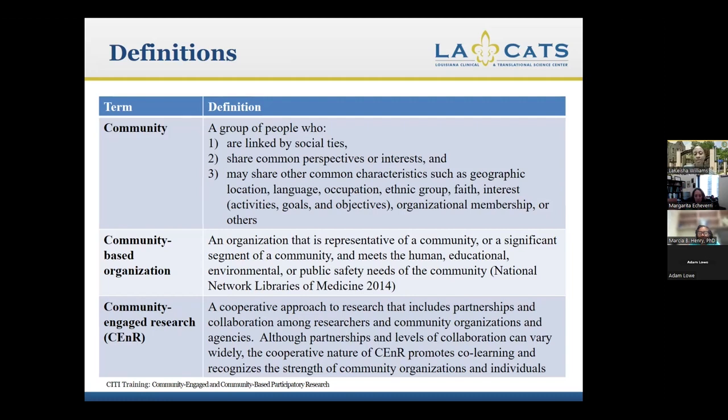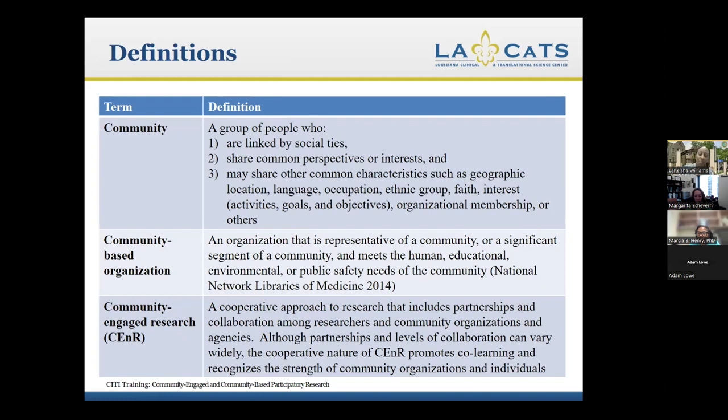What we're going to be talking a lot about today, and you're going to hear, is community engaged research, understanding the difference between community engaged research and community based participatory research. But today's focus is really on community engaged research. Sometimes you'll hear various topics, but we want a better understanding of what it entails. It is a cooperative approach that includes partnerships and collaborations among the researchers and the community organizations and agencies.